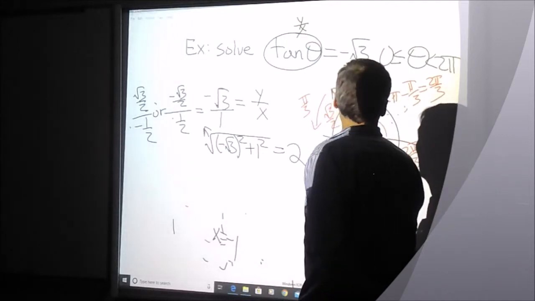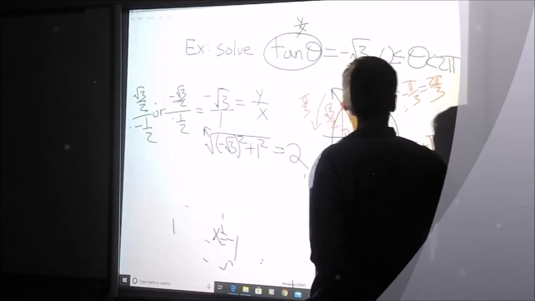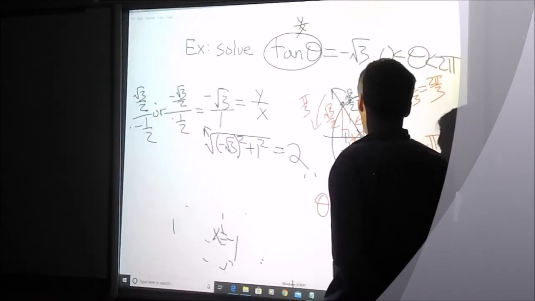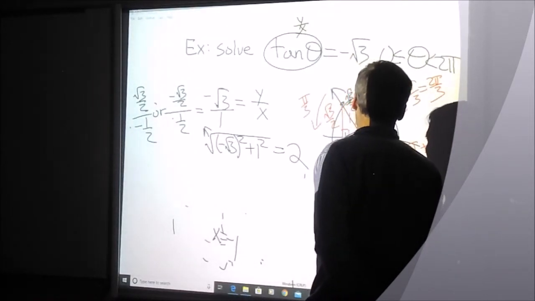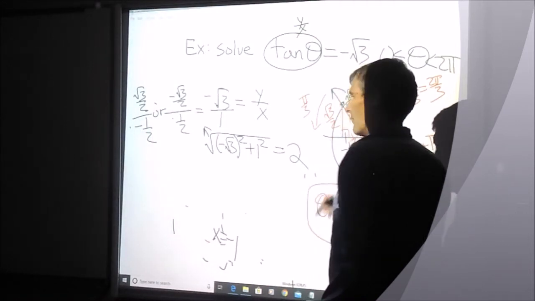Evidently, I have two solutions. Theta is 2 pi over 3 to get here, or 3 pi over 3 plus 2 pi over 3 is 5 pi over 3. Two solutions for this one.